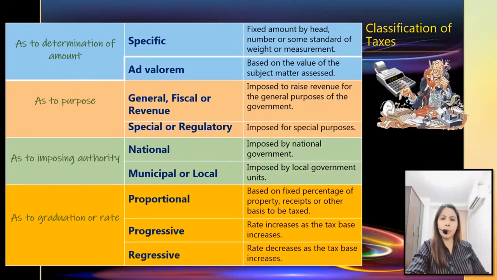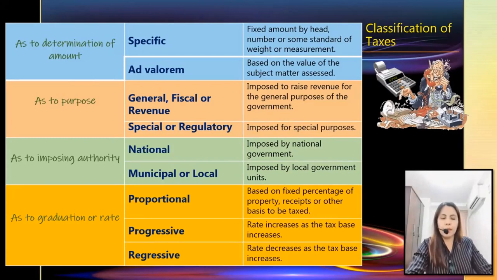That may be special or regulatory tax. As to imposing authority, the tax may either be national tax or municipal or local tax. If it is imposed by the national government, then that is national tax. Our national internal revenue taxes, as well as the customs duties, are imposed by the national government, and therefore they are national taxes.